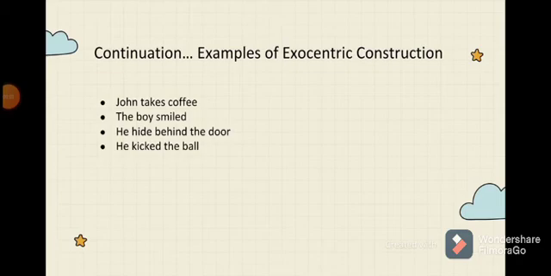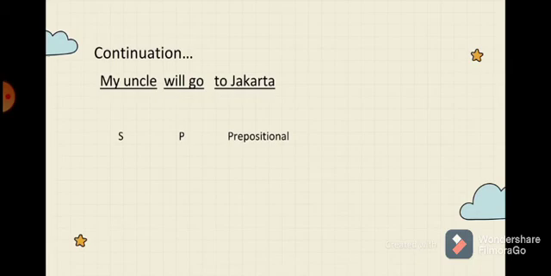Okay, let's continue to the next example. I have one sentence: my uncle will go to Jakarta. Let's take a look at the sentence. We have three phrases. The first is my uncle, the second is will go, and the third is to Jakarta. My uncle functions as subject. Then will go functions as predicate. And to Jakarta is prepositional.